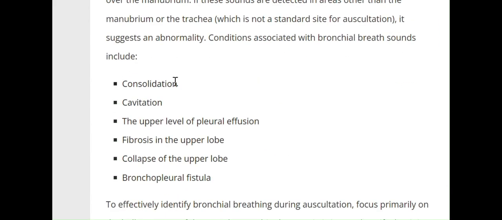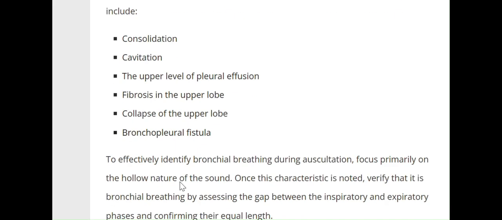Okay, and that was heard anywhere on consolidation, on a cavitation, fibrosis, collapse or a fistula, all of these.